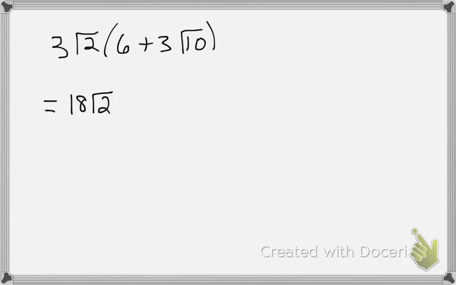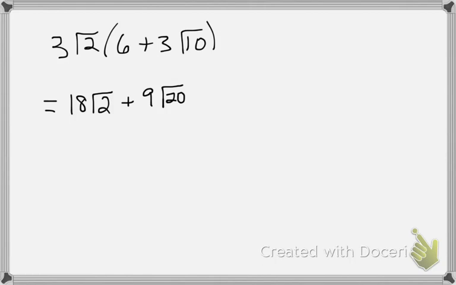18 square root of 2 is right. What about the second term? 9 square root of 20. So he's pretty good. Are all of you that good? Is that right? Yeah, I wrote it down, so that's a good hint.